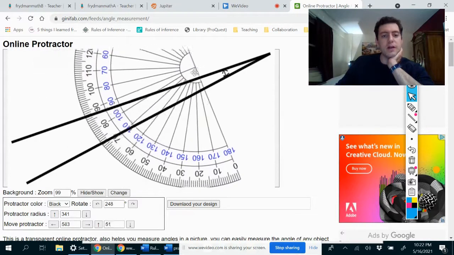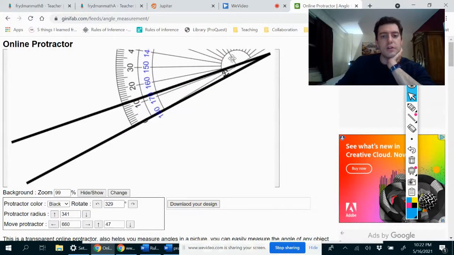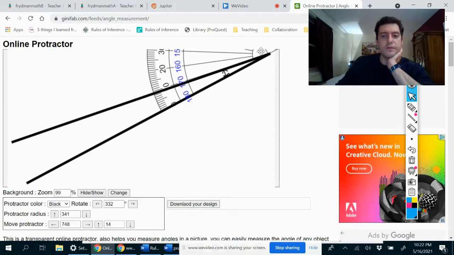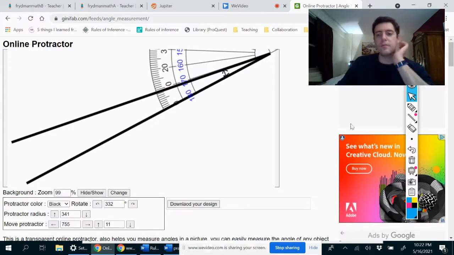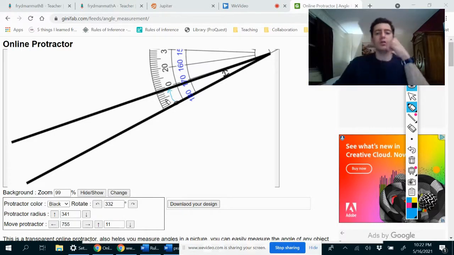Let's bring the bottom center part of the protractor over the vertex. And then sort of at the same time here, I'm also making sure that one of the lines is going through 0. Okay, so let's use this set of numbers around to here. So this over here is 10, and this would be 9. So this is 9 degrees.